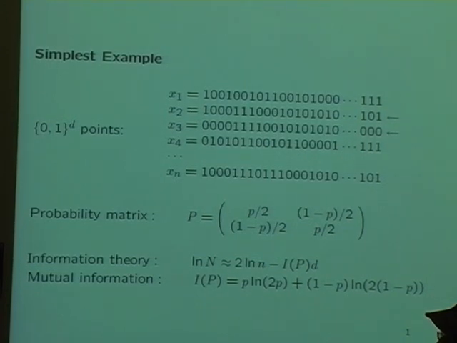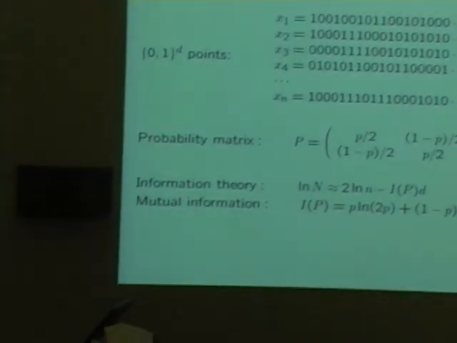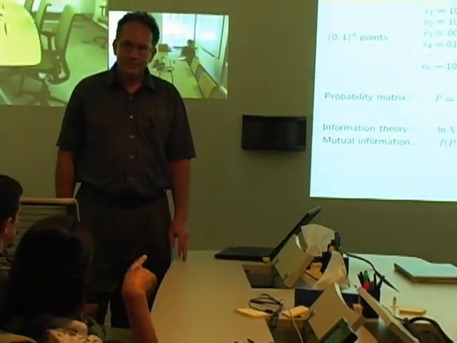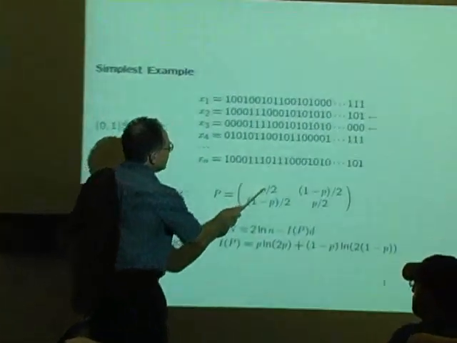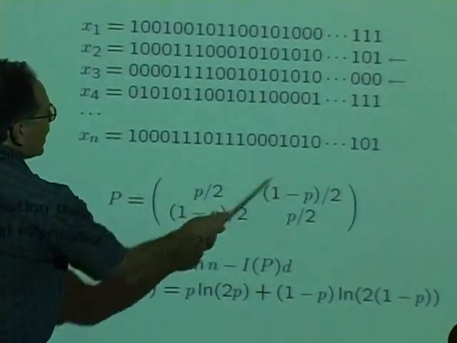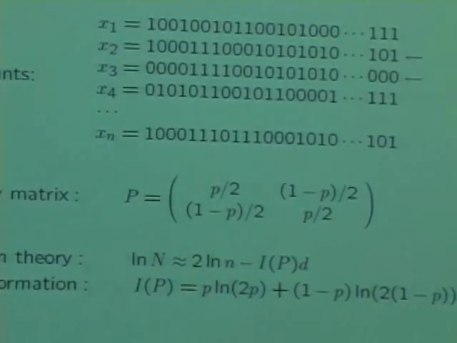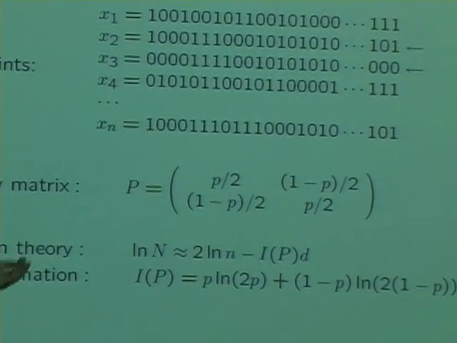Another question. So in the probability matrix, the probabilities should sum to 1, right? Yes. But you have it divided by 2. Because here, p plus 1 minus p is 1 divided by 2. So this sum is a half. This sum is a half. And together, the sum is 1. Now, this is not a transition matrix. It's a probability matrix.